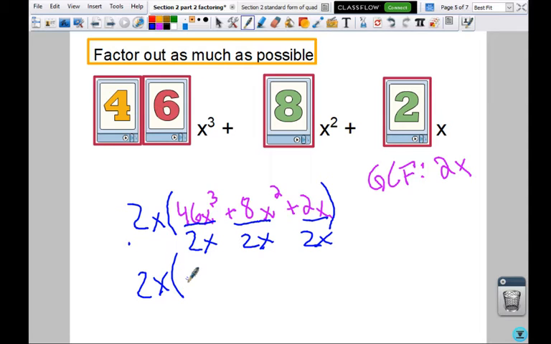So we're gonna have that 2x outside our parentheses still, so let's write that down. Then there we have parentheses, yep. And what do we get after we divide it? Perfect, keep it going.